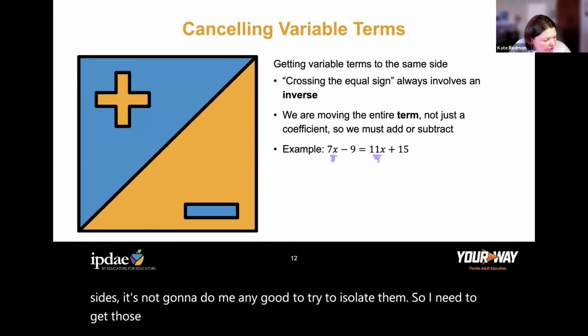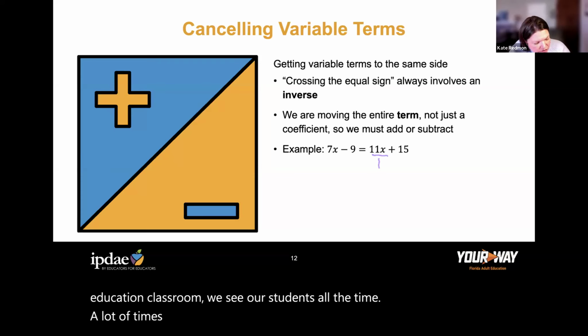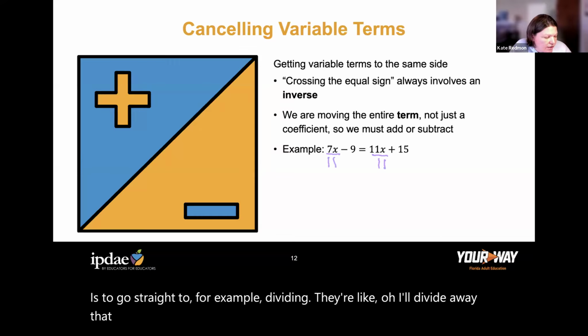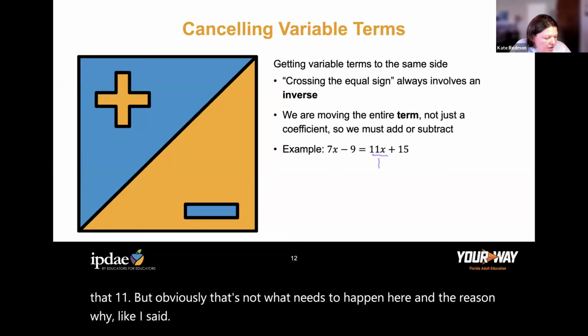Now, I know you know, because y'all are in the adult education classroom, we see our students all the time. A lot of times the instinct for students is to go straight to, for example, dividing. They're like, oh, I'll divide away that 11. But obviously that's not what needs to happen here.